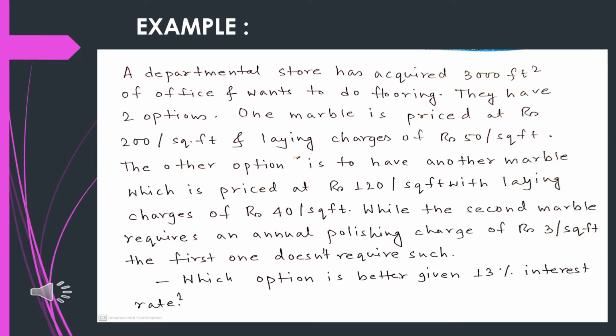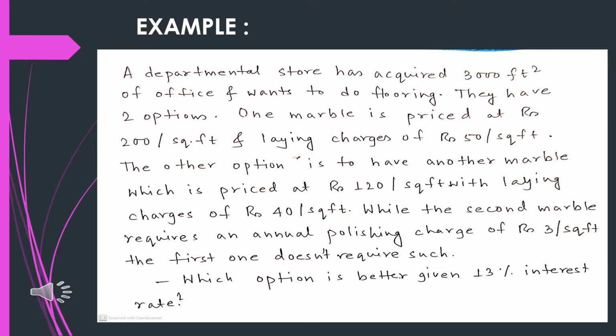Coming back to the mathematical examples of time value of money, let's consider a few examples which we will be talking about in the next few slides. Starting off with the first example, the data given to us is that a departmental store has acquired 3000 square feet of office and wants to complete the flooring. They particularly have two options.